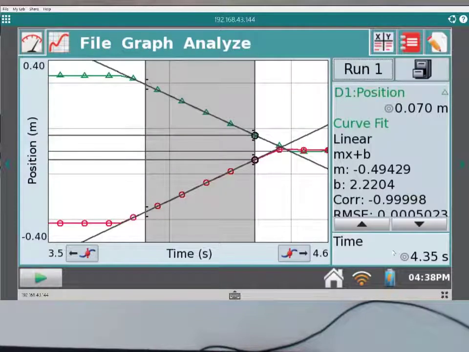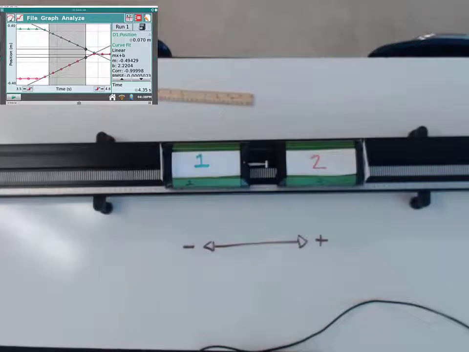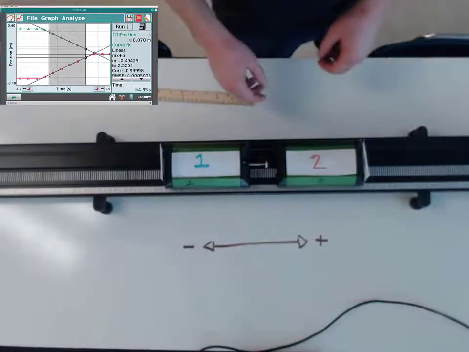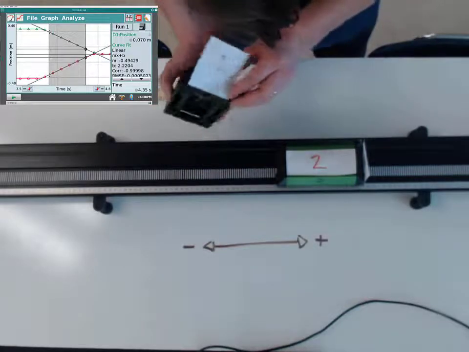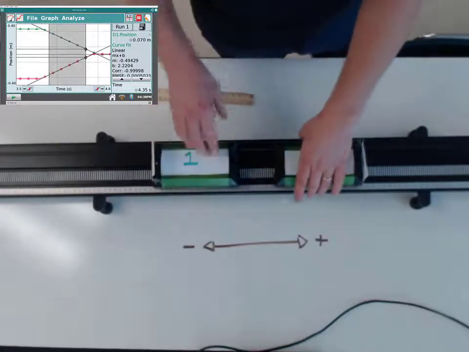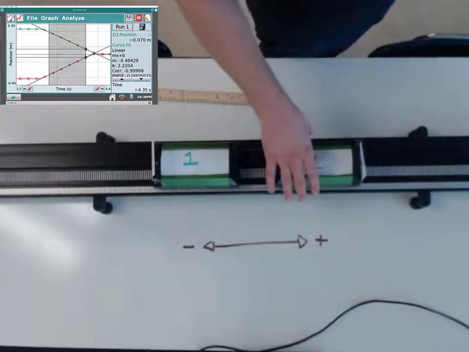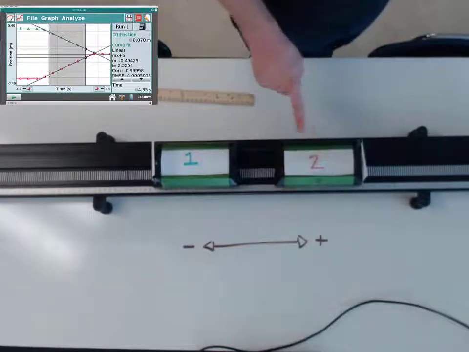Let's move on to our next one, which is the perfectly inelastic collision. In this one, we are going to start the carts off at different ends of the track, and they will approach one another, and we will need our Velcro to be facing each other. And for this one, I'm actually going to keep cart number 2 stationary in the middle.